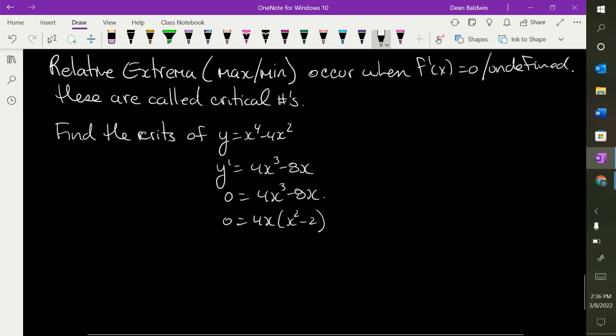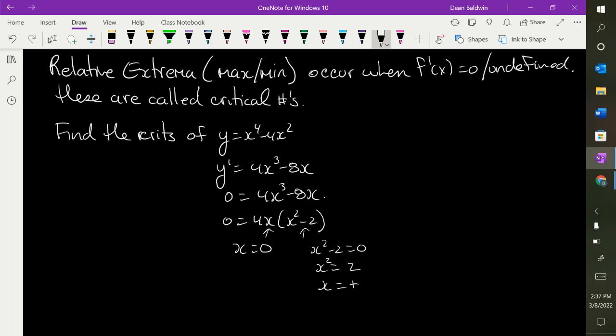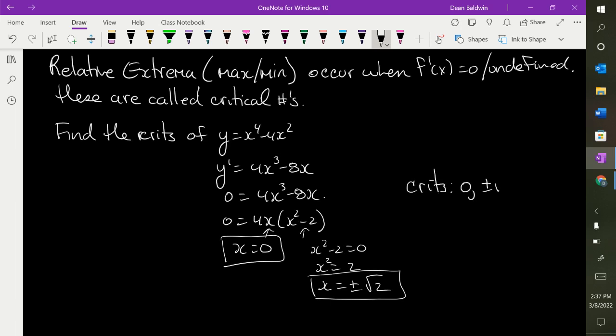So x is equal to 0, which is from that factor. This one, if you solve x squared minus 2 is equal to 0, x squared is equal to 2. So x is equal to plus minus root 2. Don't forget, when you square root something, it's plus or minus. So your critical numbers, or your crits, as I will call them, are 0 and plus minus root 2.